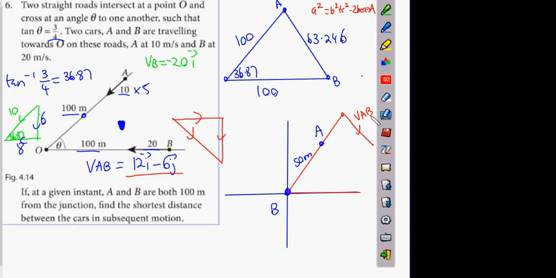It's clearly getting further away than 50 metres, which means that the closest distance has already happened. It's happened before B even reaches the junction, which means our method is obsolete.